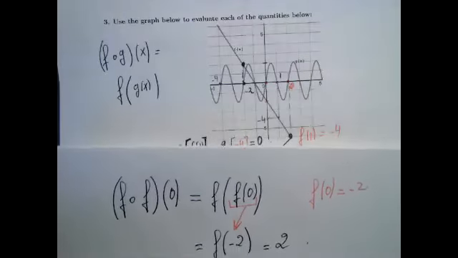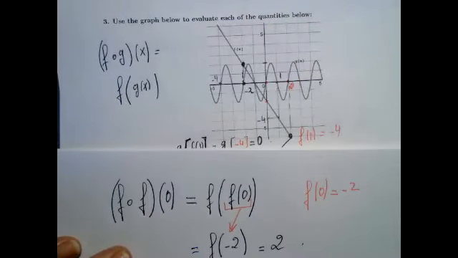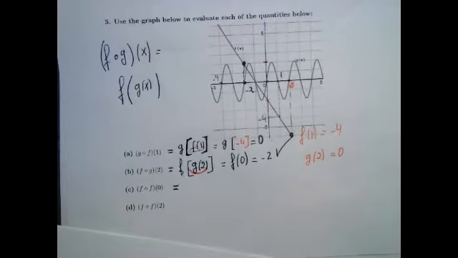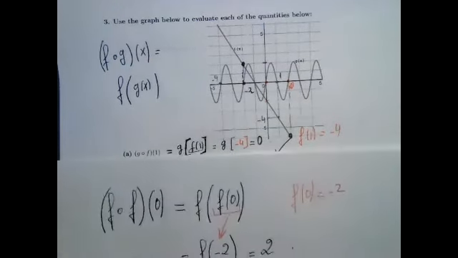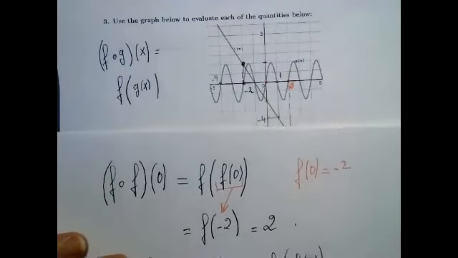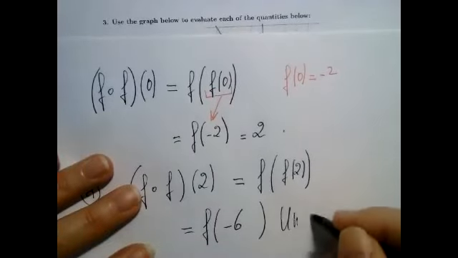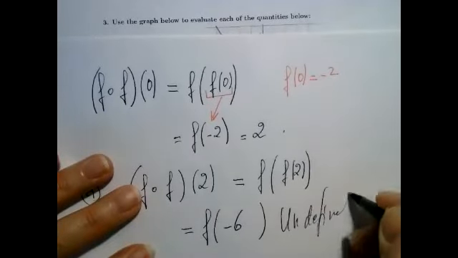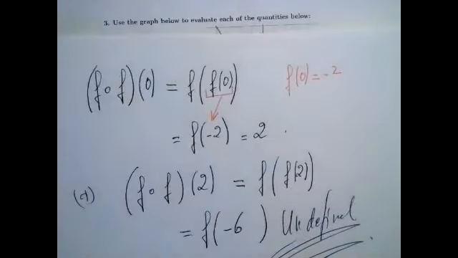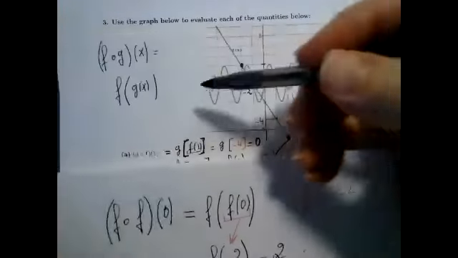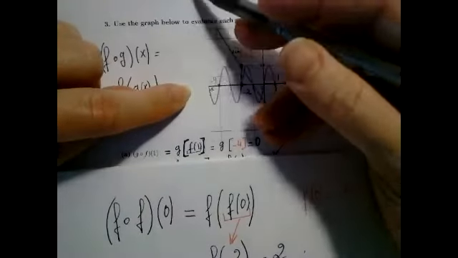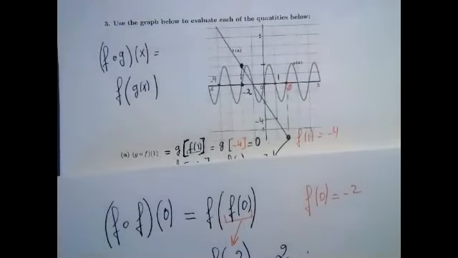What's f of -6? Is it undefined or no? It's undefined, 100% correct. Because if it's -6, I'm totally out of my graph. It's undefined for us. Okay, so that's how we're going to do the composition of 2 functions.